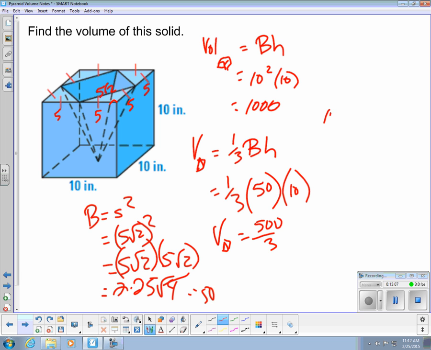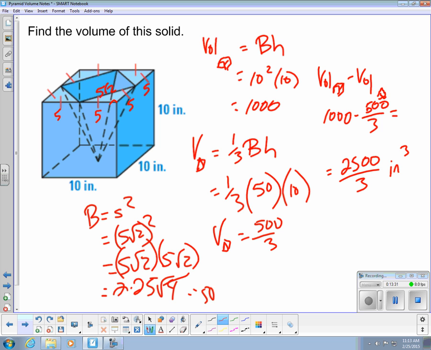So I got to subtract them. 1,000 minus 500 over 3. And so I end up with 2,500 over 3 inches cubed. I subtracted those volumes there. So the volume of the prism minus the volume of the pyramid. Oh, board's going a little crazy here. Minus the volume of the pyramid. All right, there we go.